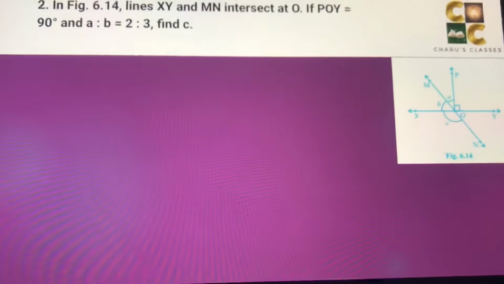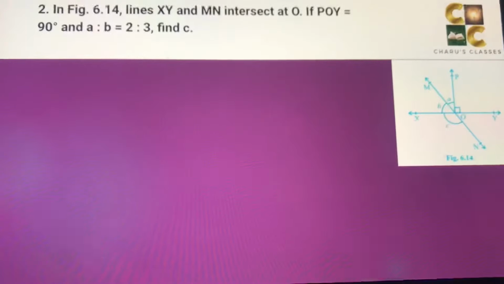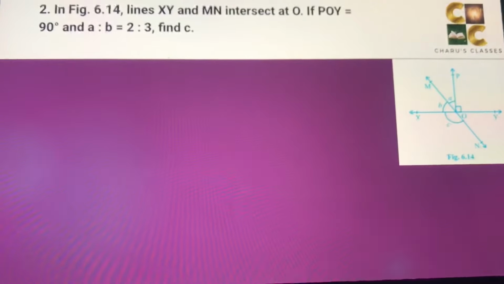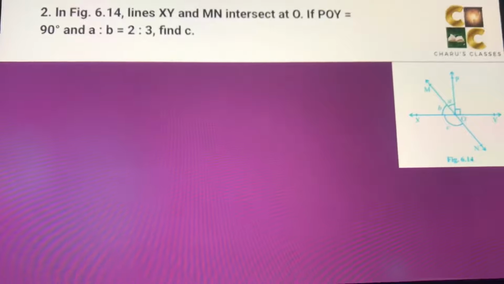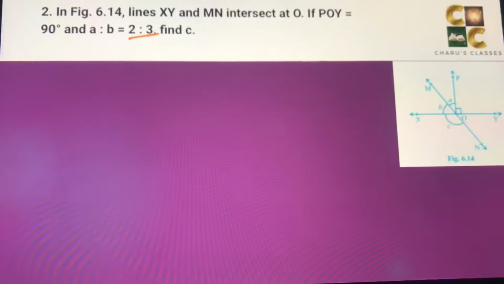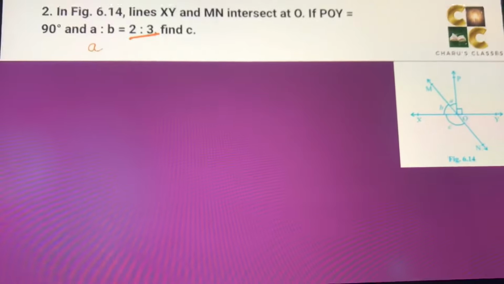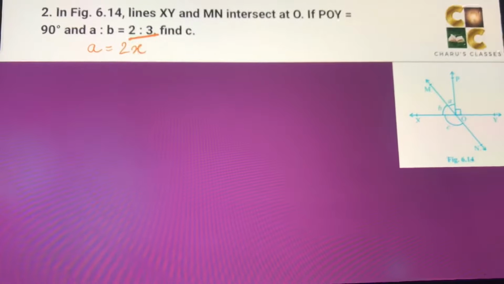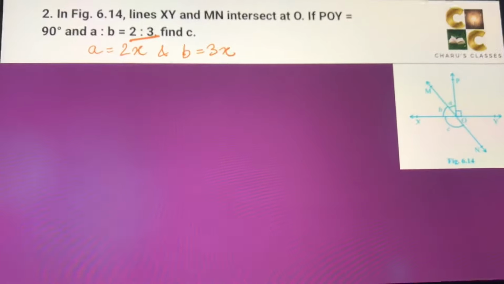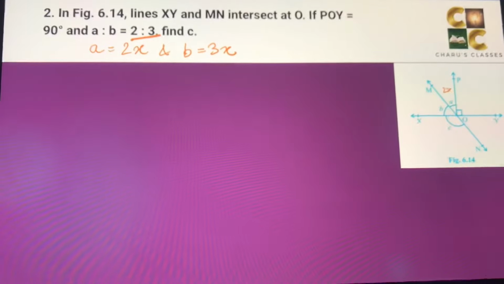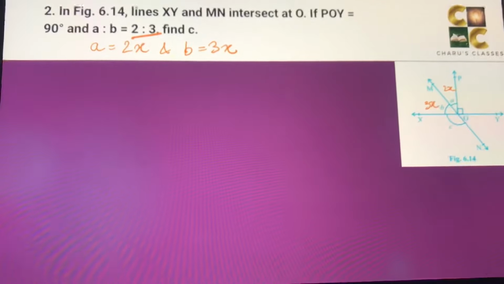Question 2. In figure 6.14, lines XY and MN intersect at O. If angle POY is equal to 90 degrees and a is to b is 2 is to 3, find c. Whenever a ratio is given, we consider the angles to be, let angle a be 2x and angle b be 3x. So we can take this as 2x and this as 3x.